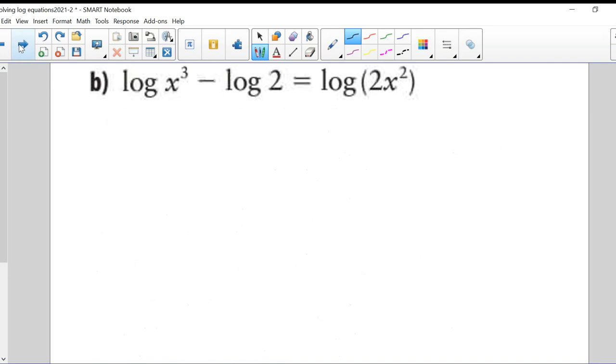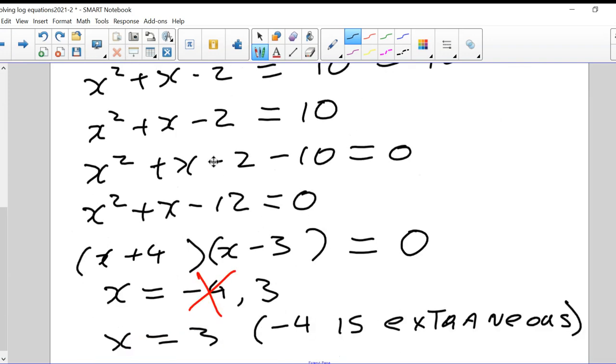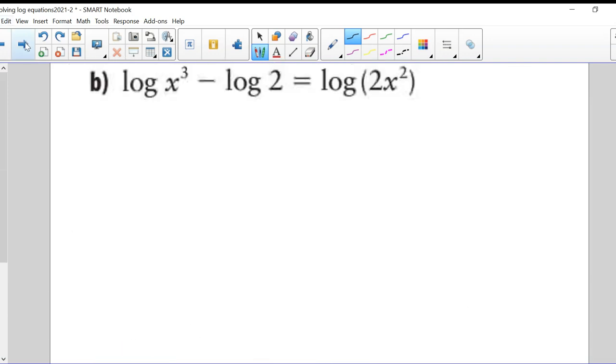How about this one? The log, oh, let me see if there's another question on this page first. Hang on a second. No, there wasn't. Okay. How about this one? The log of x cubed minus the log of 2 is equal to the log of 2x squared.